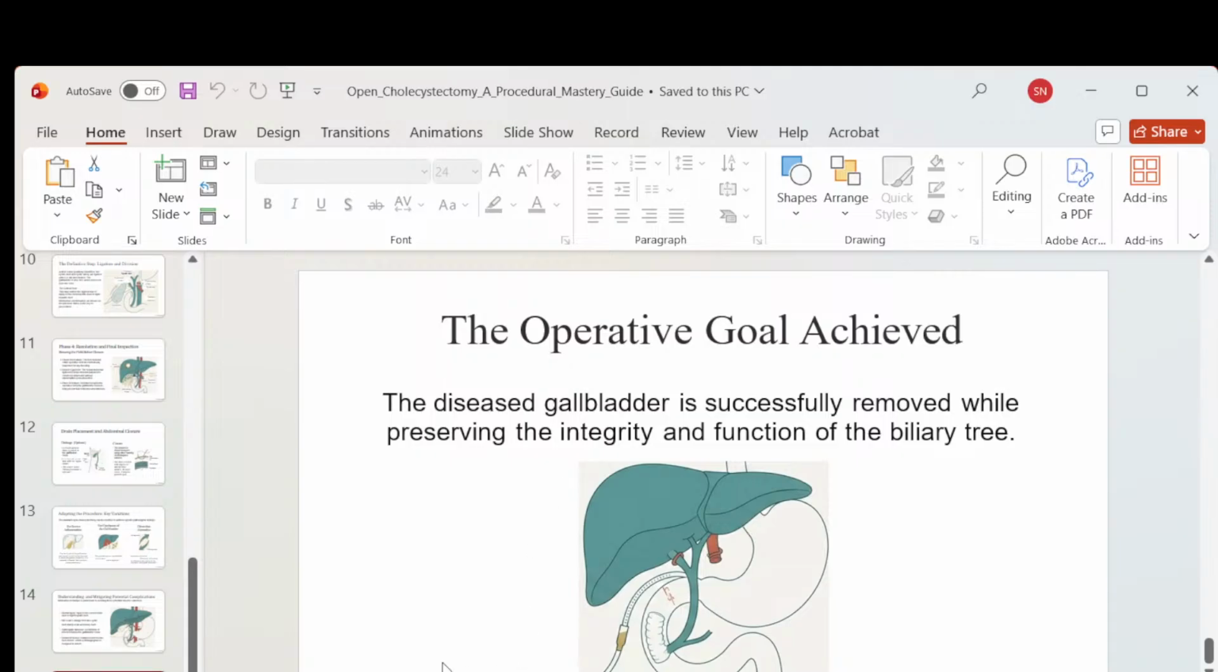So the operative goal is achieved. The dissected gallbladder is successfully removed while preserving the integrity and the function of the biliary tree. Thank you.